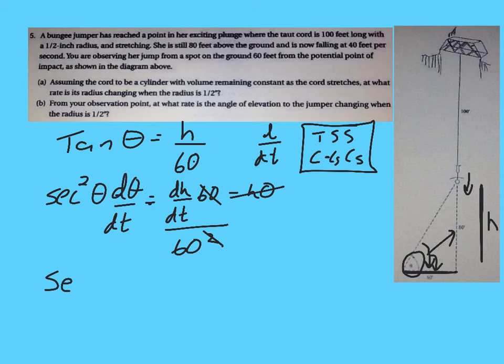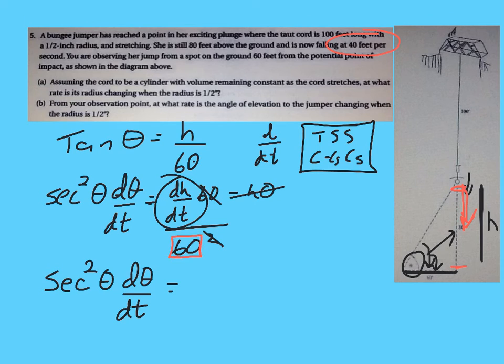I now have secant squared theta d theta dt, and we need the rate of change. Well, we actually had it in the previous question. The rate of change was 40 feet per second. So this height here is actually decreasing 40 feet every second. Now, in the previous question, we had to convert inches and feet. We really don't here because the 60 that we have in our equation is already in feet. So we're going to say minus 40 over 60. There's my dh dt over the 60.